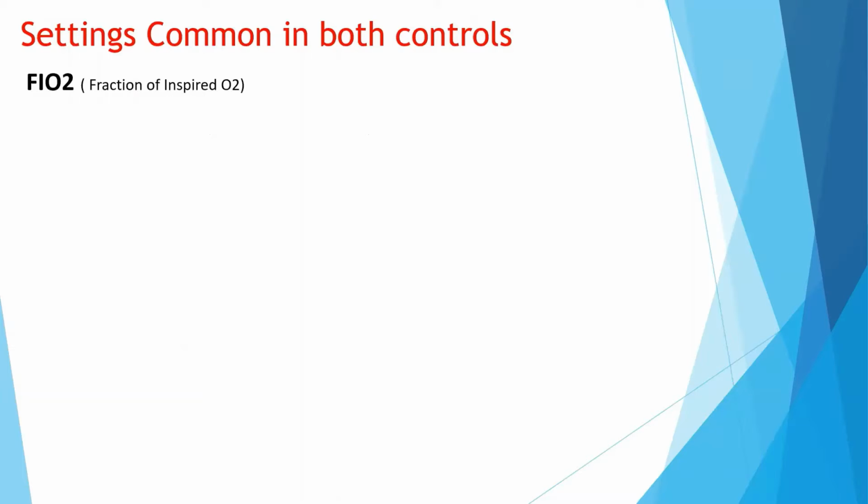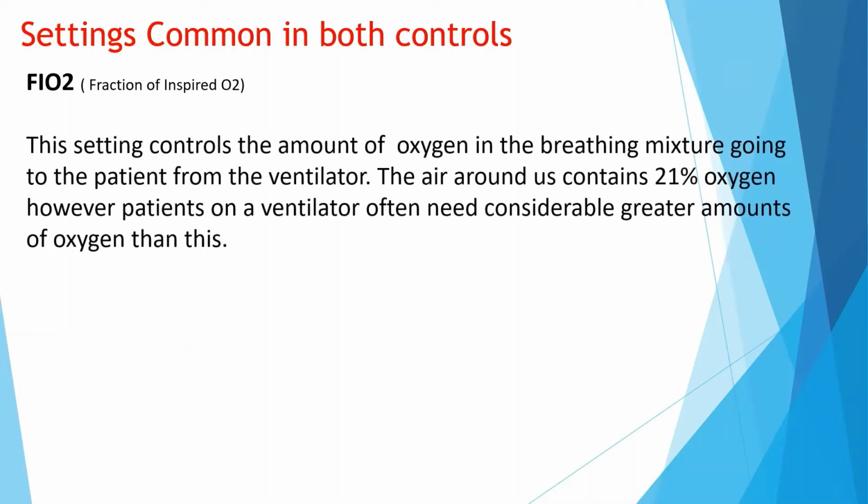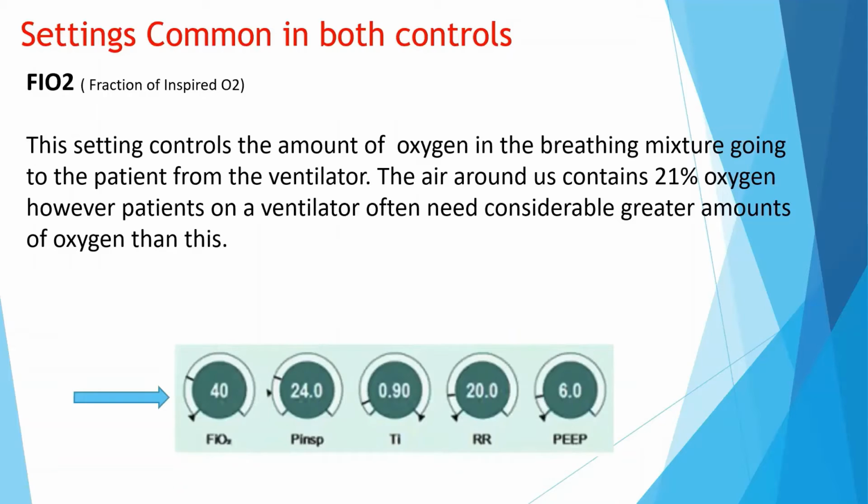FiO2 is common in all modes. It is the fraction of inspired oxygen. This setting controls the amount of oxygen in the breathing mixture going to the patient from the ventilator. The air around us contains 21% oxygen. However, patients on a ventilator often need considerably greater amounts of oxygen than this.